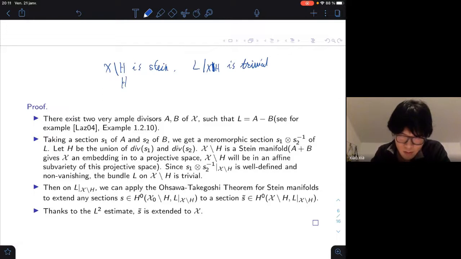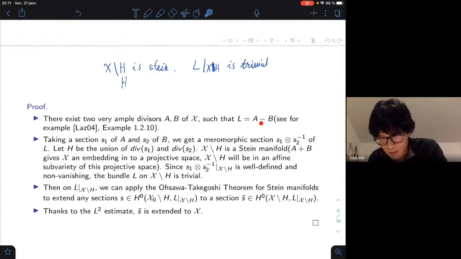So basically, projectivity means you have an ample line bundle, right? So first of all, I say that there are two ample divisors A and B, and the line bundle L is equal to A minus B. This is actually a direct consequence of Serre vanishing theory. If you remember, there are three or four equivalent characterizations for an ample line bundle.